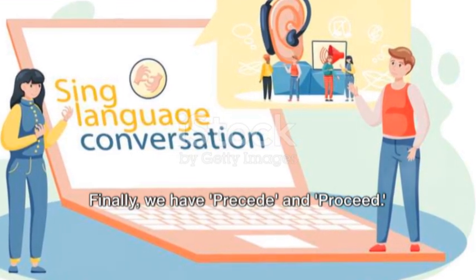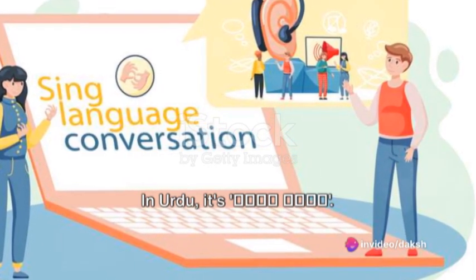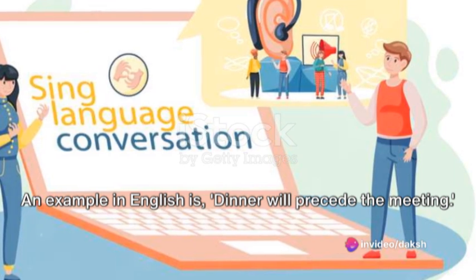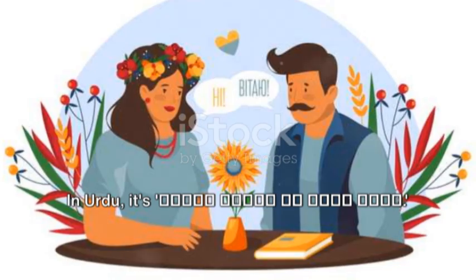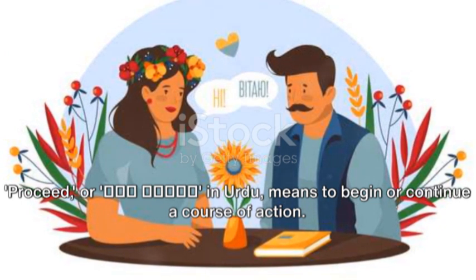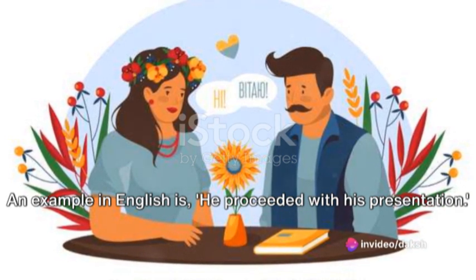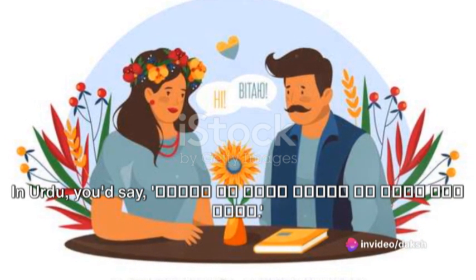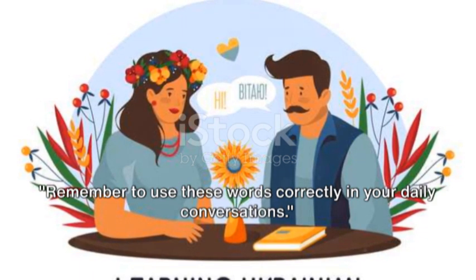Finally, we have precede and proceed. Precede means to come before something in time. In Urdu, it's fly huan. An example in English is, dinner will precede the meeting. In Urdu, it's kun meeting si fli hug. Proceed, or agi burn in Urdu, means to begin or continue a course of action. An example in English is, he proceeded with his presentation. In Urdu, you'd say, Newen ni pini pishkis agi bur.